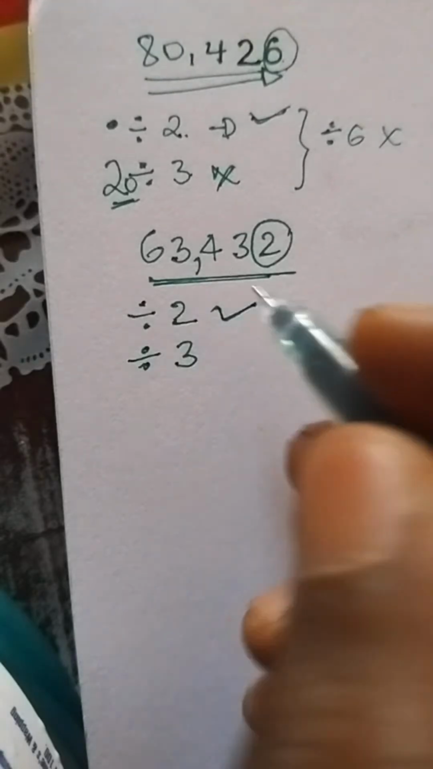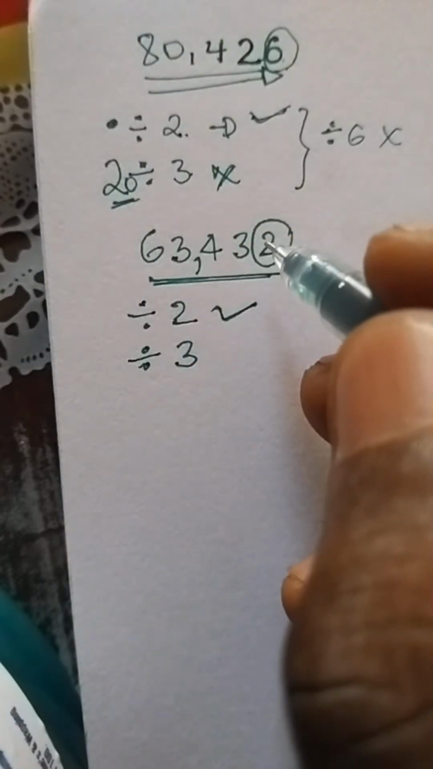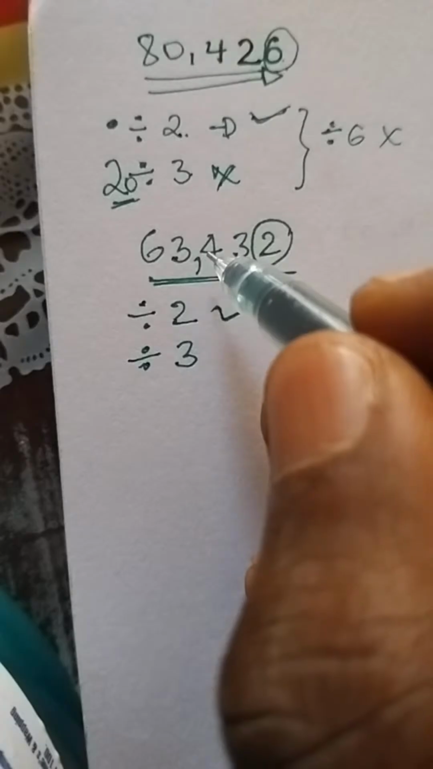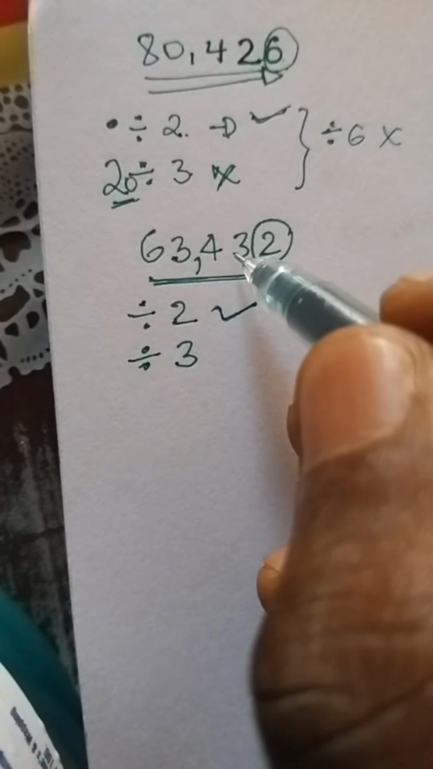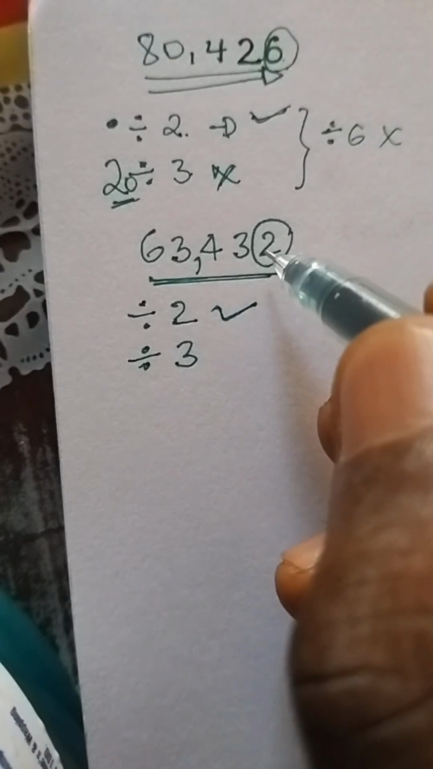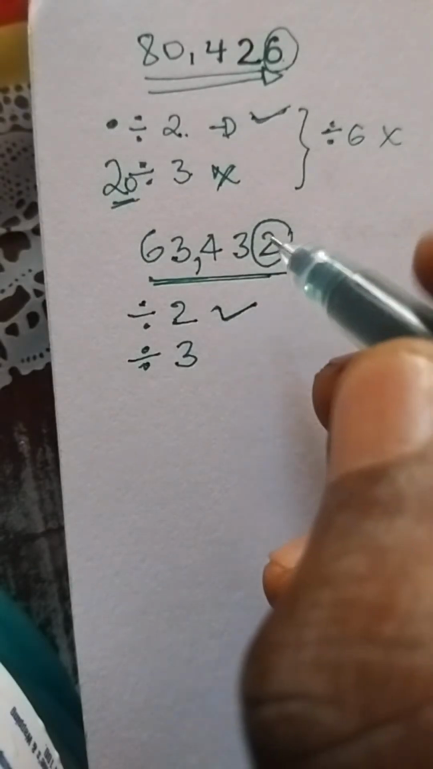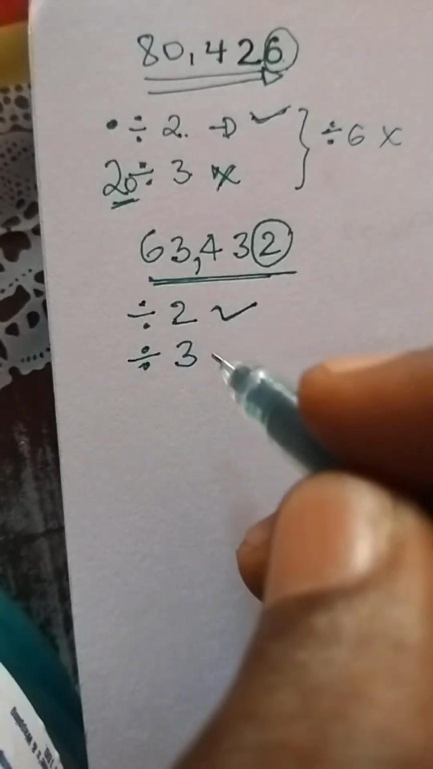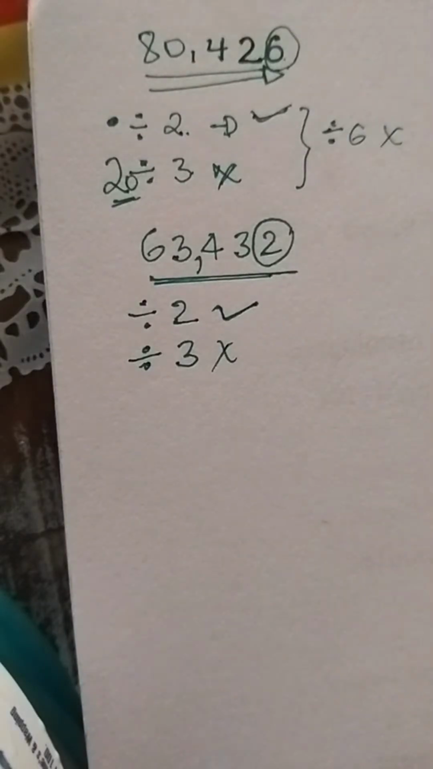Let's check it. To check whether this number is divisible by 3, we have to add the digits. 6 plus 3 is 9. 9 plus 4 is 13. 13 plus 3 is 16... 17. 17 plus 2 is 19. Is 19 divisible by 3? No, it is not divisible by 3. So this number is not divisible by 3 and not by 6.